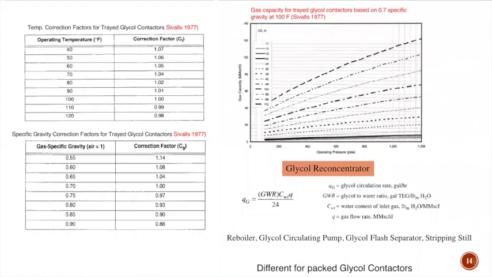Now next comes the glycol reconcentrator. This glycol reconcentrator is nothing but all the units which come after the gas contactor.